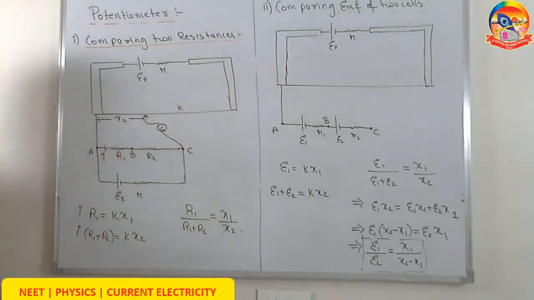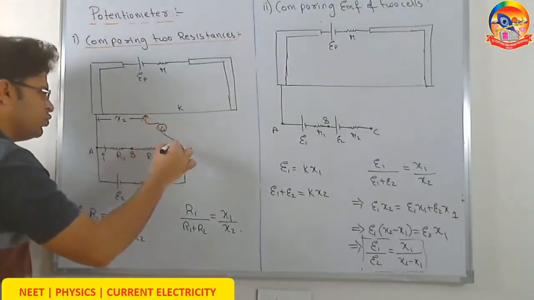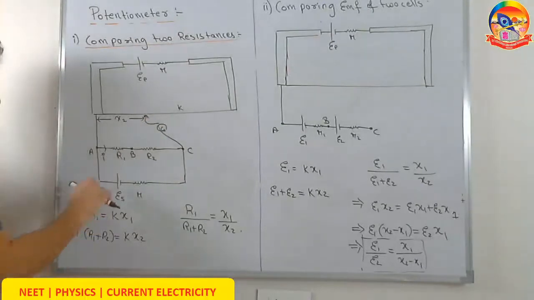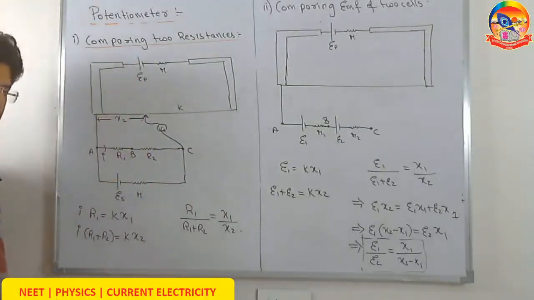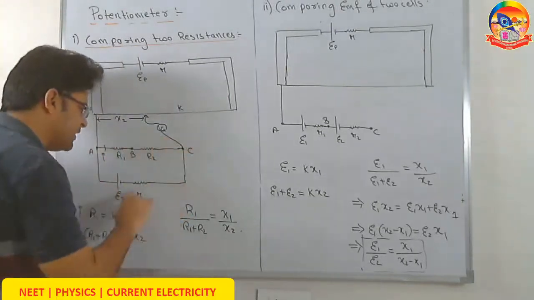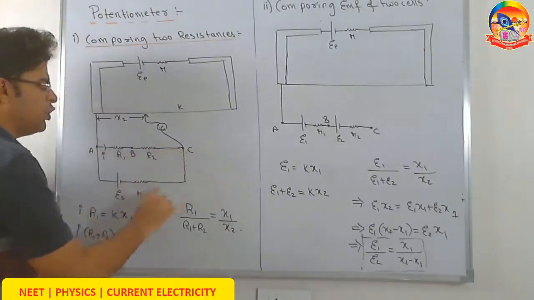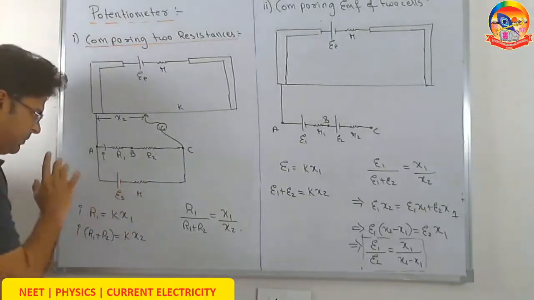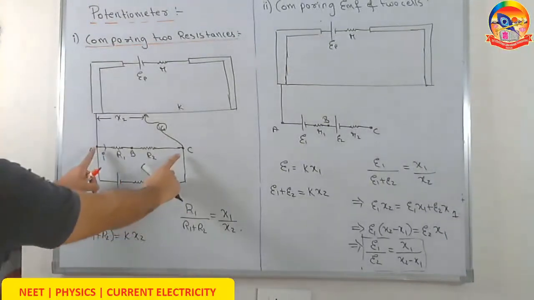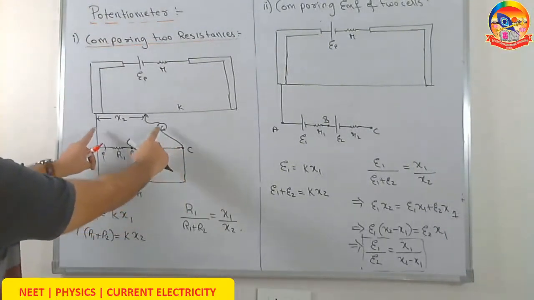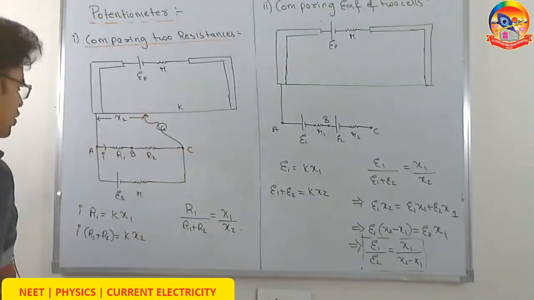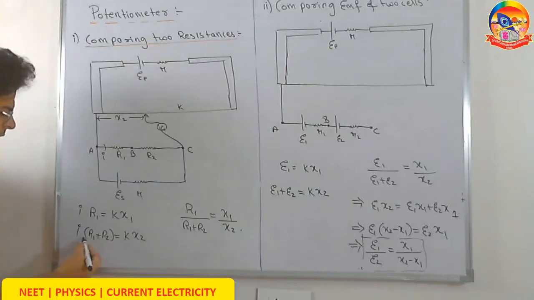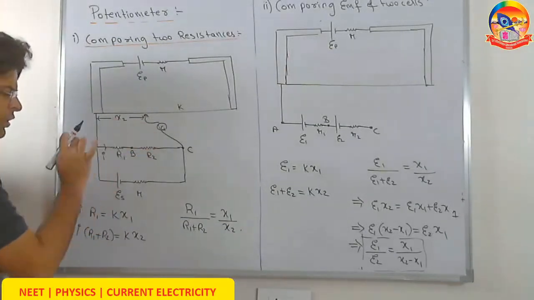When you get the balance length, no current flows through the galvanometer. This means that between the secondary circuit and the primary circuit there is no current exchange. So the current in the secondary circuit will still be the same, equal to ES by (R1 plus R2) upon R. Now the potential difference between A and C will be the same as the potential difference along a length x2. So the second equation we can write: I into (R1 plus R2) equals Kx2.